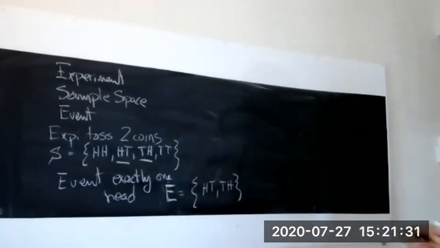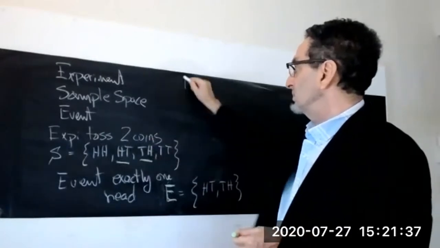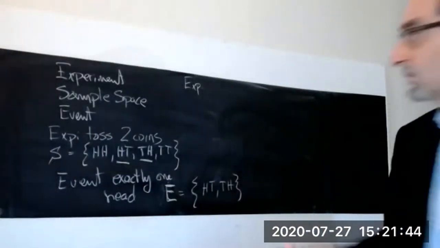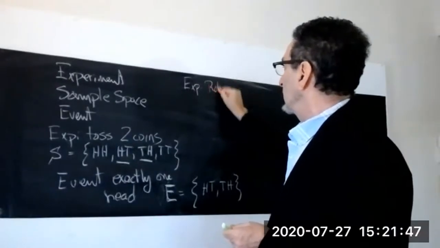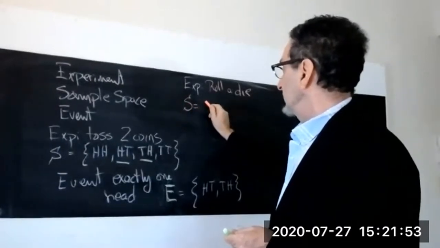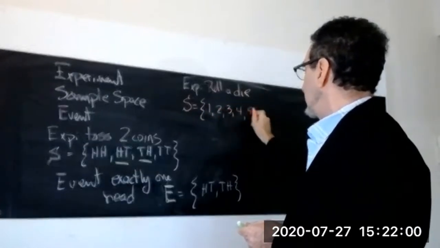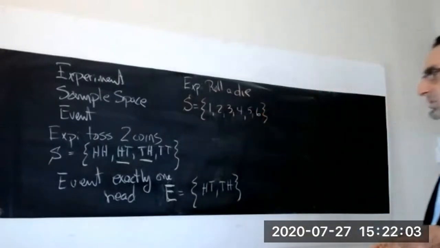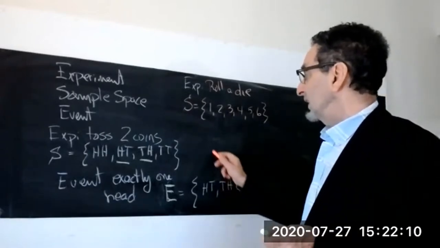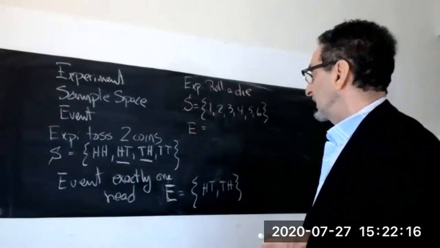Okay? Let's do one more example. Let's suppose we went back to the experiment, instead of tossing two coins, of rolling a die. Then the sample space would be 1, 2, 3, 4, 5, and 6, as we said before. And then we can also talk about some event there. For example, the event of getting an even number, let's call that E.